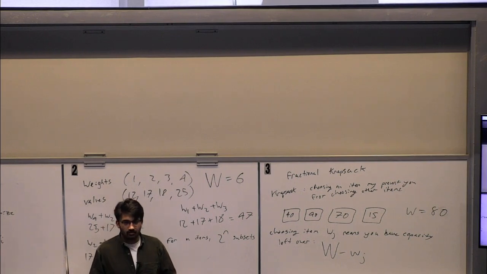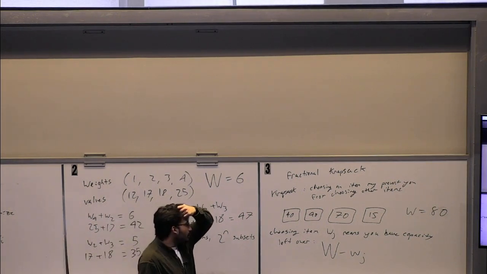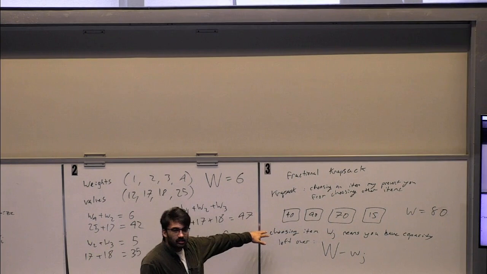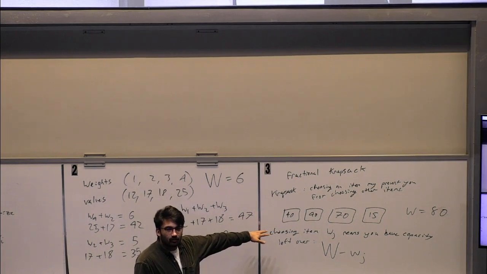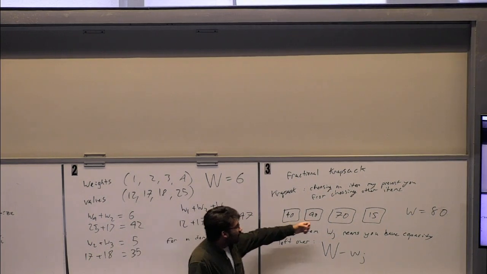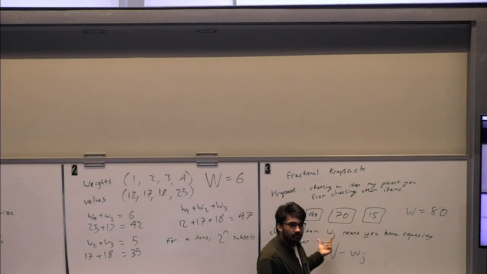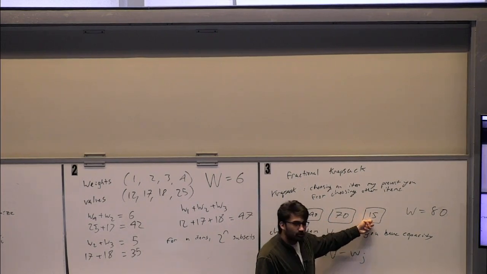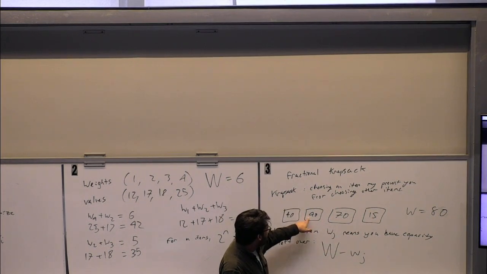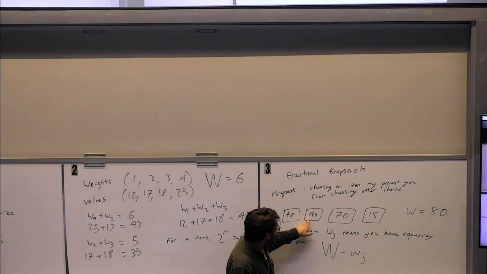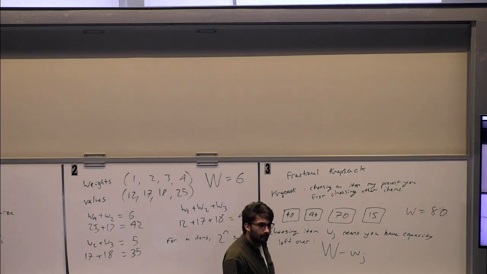Another thing to note with this example is, again, the greedy solution does not work for knapsack here. Choosing item 70, if you choose the biggest one, you have 10 left over. You can't choose any other items. If you do smallest first, choosing item 15 allows you to choose only item 40, and that's going to be 55, which is also not maximal. The maximal, of course, is 40 plus 40, right?